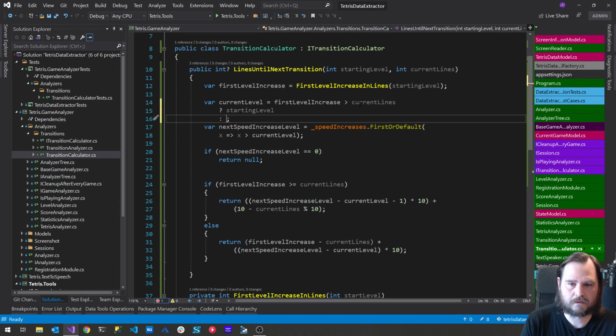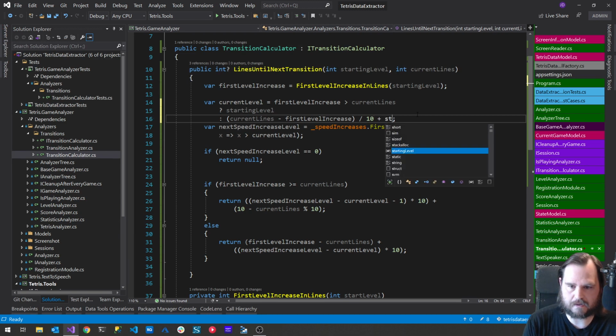Otherwise, we are going to be at the current lines minus first level increase. That's the number of lines since we've gotten our first level increase. We're going to divide that by 10, and then we're going to add it to our starting level. And I think we need to add 1 to this.